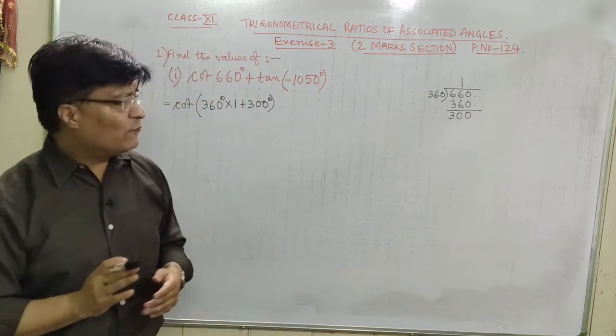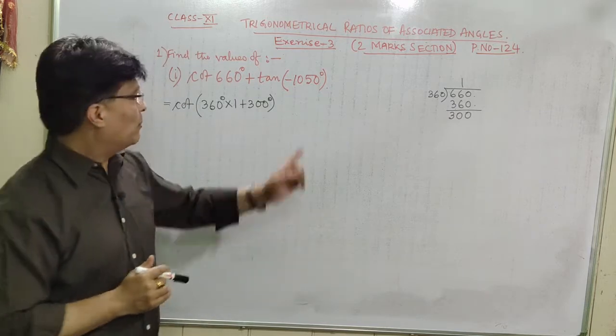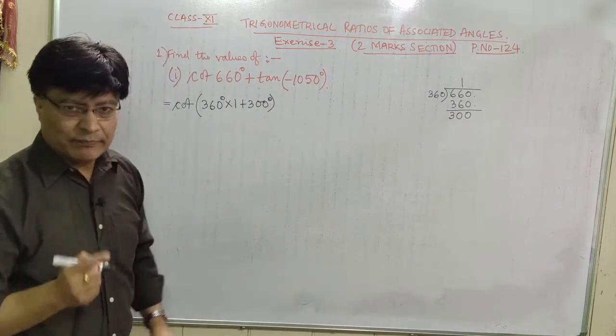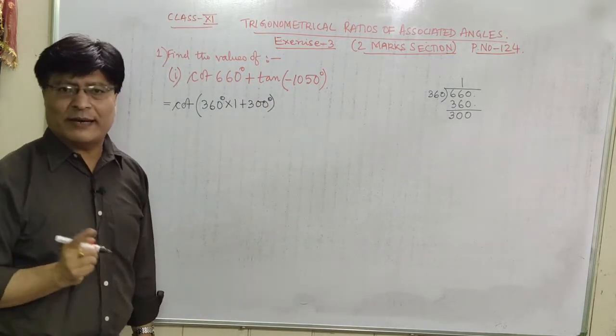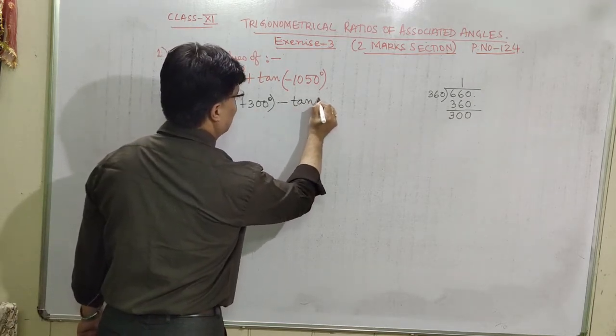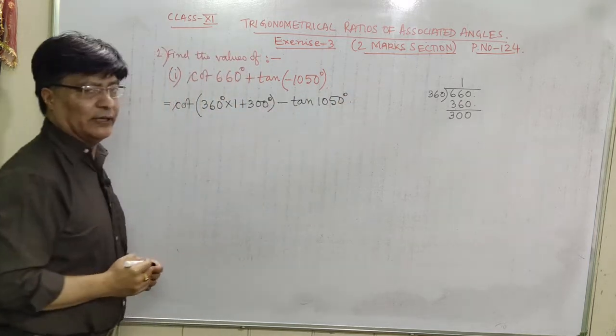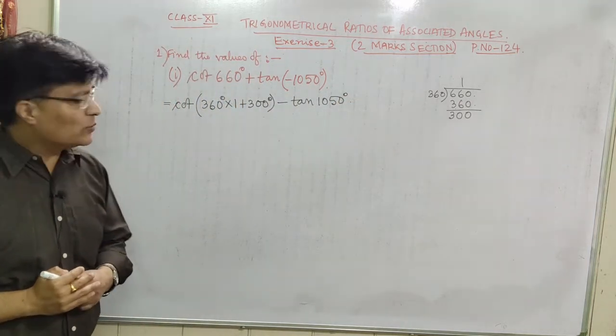And you know that in the fourth quadrant, only cos and sec are positive, but tan is negative. So what is the formula for tan of minus theta? It is minus tan theta. So it is minus tan 1050 degree. I think you have understood it.